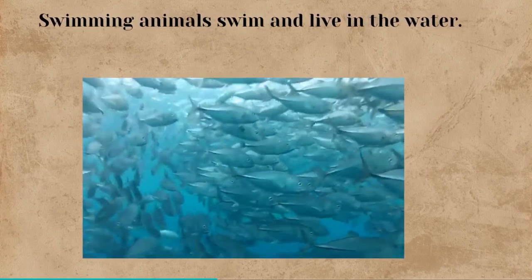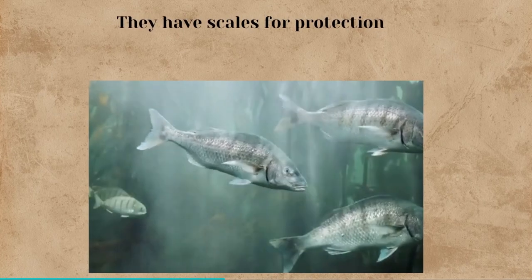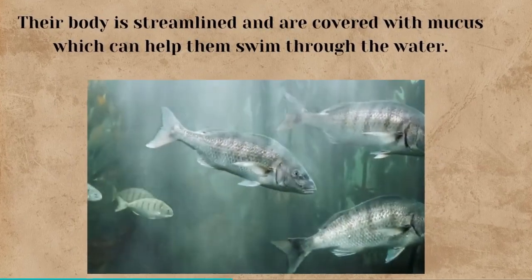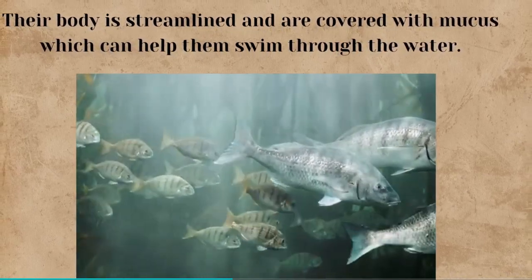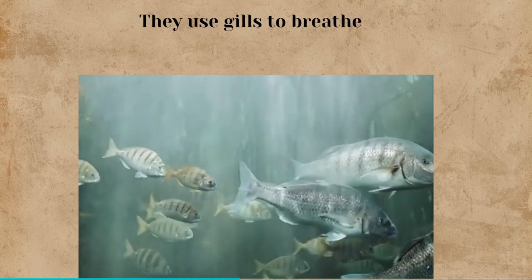Swimming animals swim and live in water. They have scales for protection. Their bodies are streamlined and covered with mucus, which helps them to swim through water. They use gills to breathe.